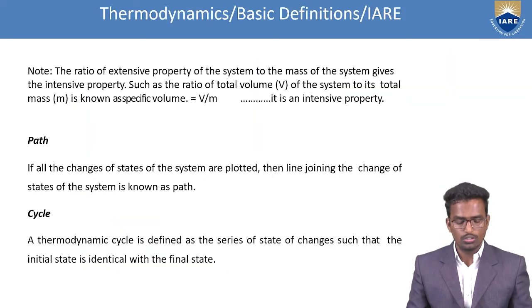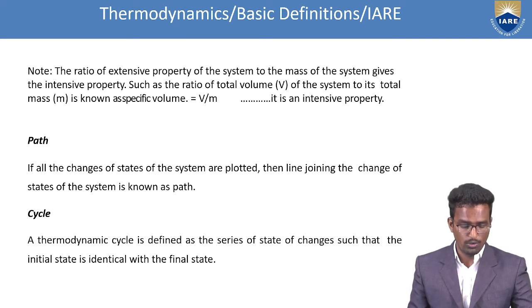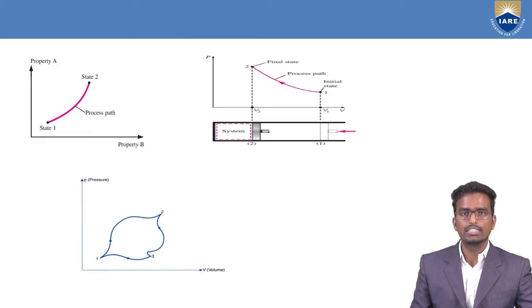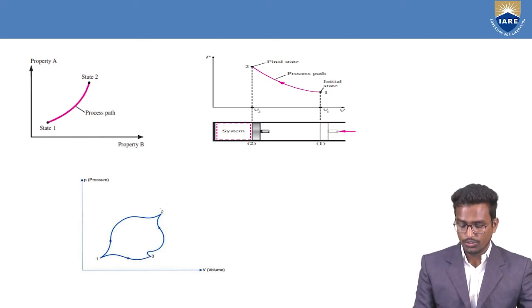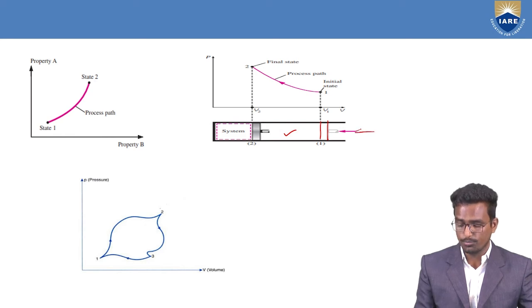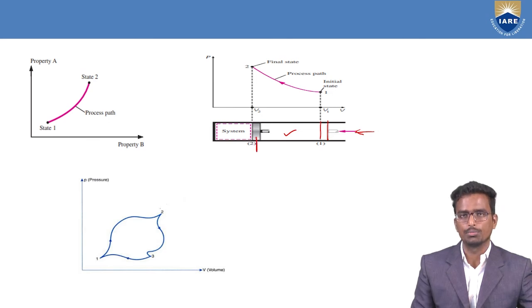Next, there are two more things we need to know about the basic definitions of thermodynamics. One is path, the other one is cycle. I'll take an example and define what a path is. Assume this is a piston and cylinder. Initially the piston is at this position. Now, by applying a force from this end, it will come to rest at this position.